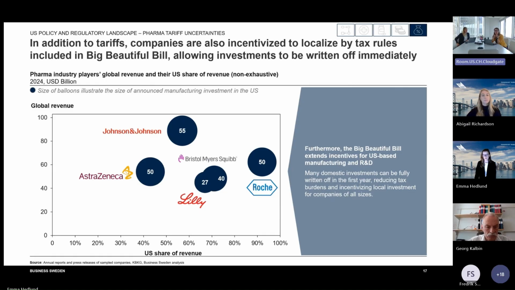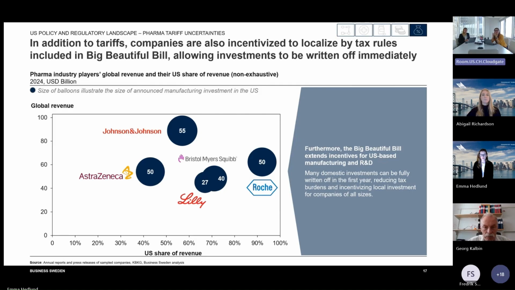There were tax breaks available before, but they were supposed to expire. And this bill now essentially extends those further. So there's immediate write-off possibilities from a tax perspective, and that's some of the reshoring incentives that are set.